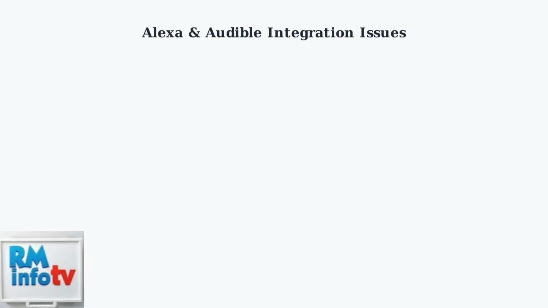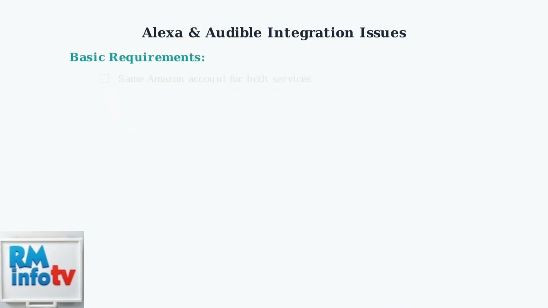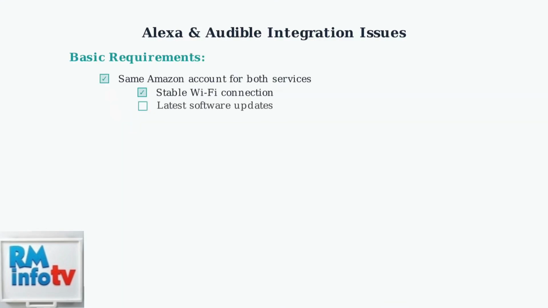Many users experience frustrating issues when trying to use Alexa with their Audible audiobooks. These problems range from Alexa playing the wrong book to completely ignoring voice commands. Before diving into complex solutions, let's start with the fundamental requirements. First, ensure your Alexa device and Audible account are both linked to the same Amazon account.